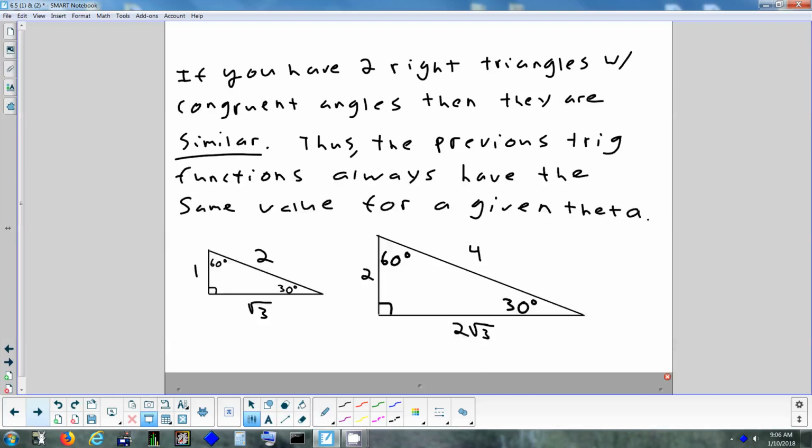All right, so let's look at an example with two 30, 60, 90 triangles. These are drawn accurate, perfectly to scale.